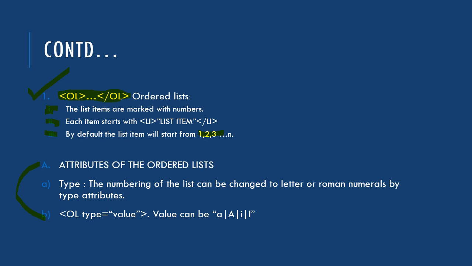If we do not want to write 1, 2, 3, and rather would like A, B, C, small a, or the Roman numerals, we can change that using the attributes of the ordered list. The first attribute where we can do this is type. The numbering of the list can be changed to a letter or Roman numerals by the type attribute. We have to mention the attribute in the opening tag of the ordered list. So we simply type ol type equals value. The value here will be capital A, small a, capital I for the Roman numeral, or small i.